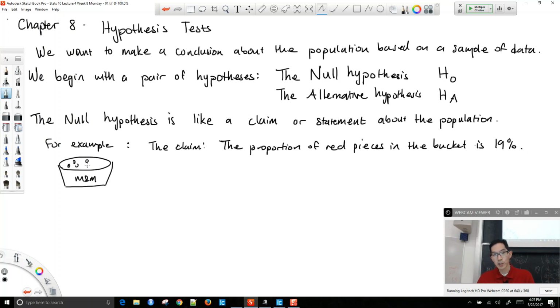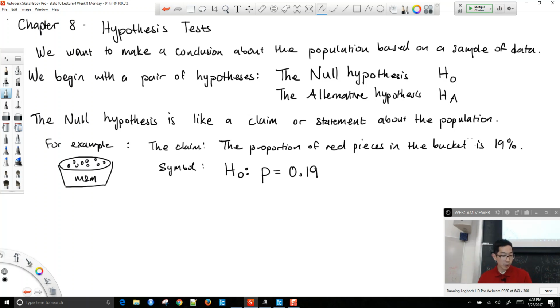Now I keep using this candy example, but it could be generalized to anything, right? The proportion of people who like this or feel this way or have this opinion is some percentage or some proportion. We make some kind of claim. And symbolically, we would write this as the null hypothesis states that p is equal to 19%.